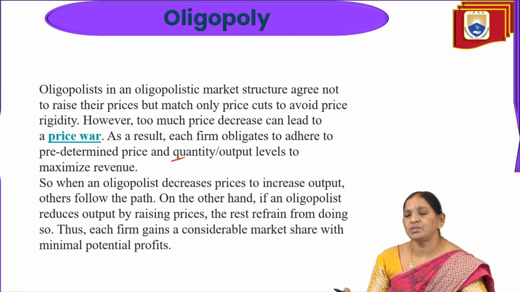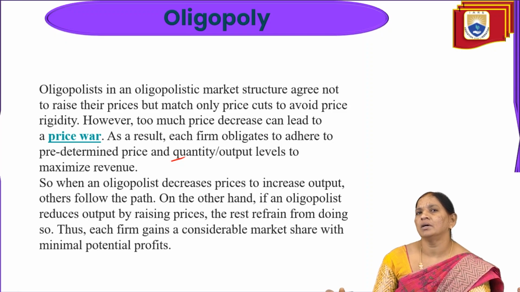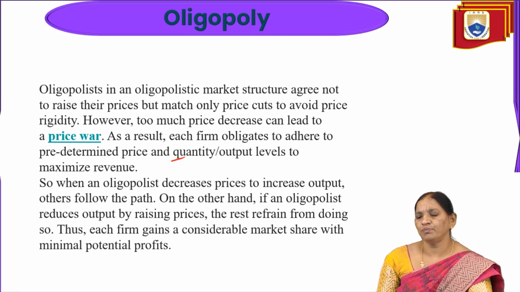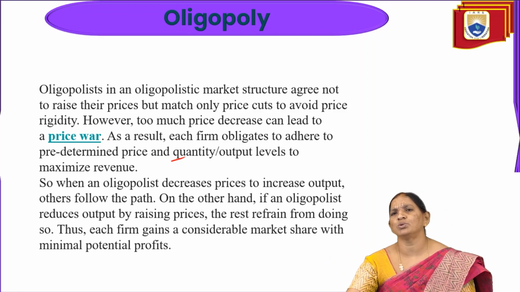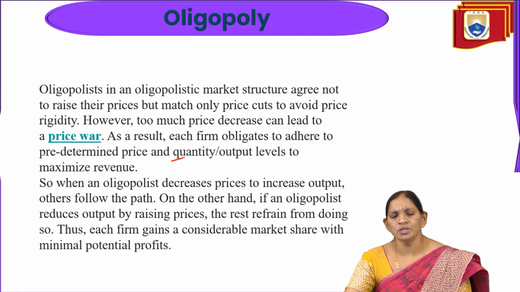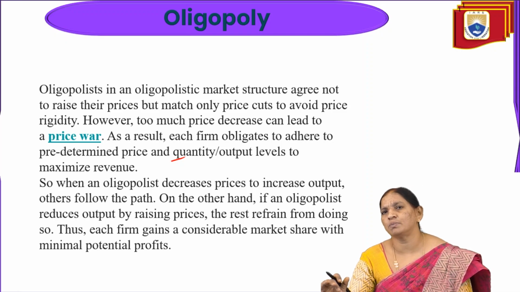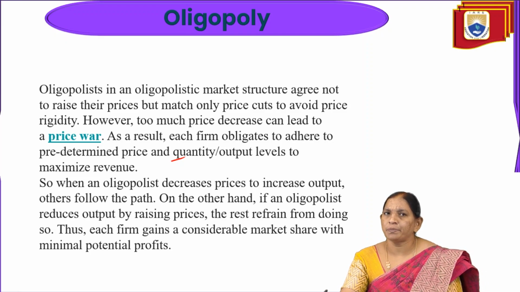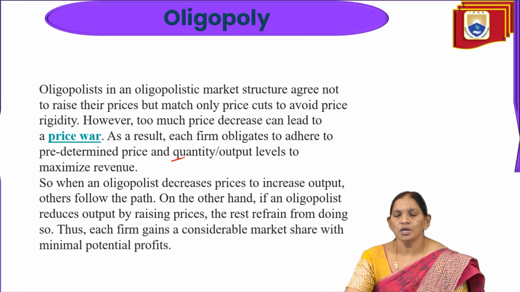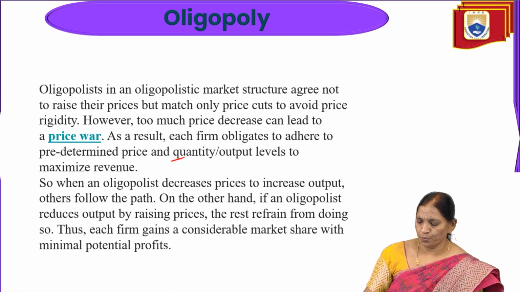So when an oligopolist decreases the price to increase the output, others follow the path, due to no price wars or competition. One decreases the price to increase output, other companies will also slightly decrease the price and increase their output. If an oligopolist reduces output by increasing the price, he stops some supply in the market and increases the price. Others will also follow the same. This is done to capture considerable market share, which means they want to gain only minimum profits.